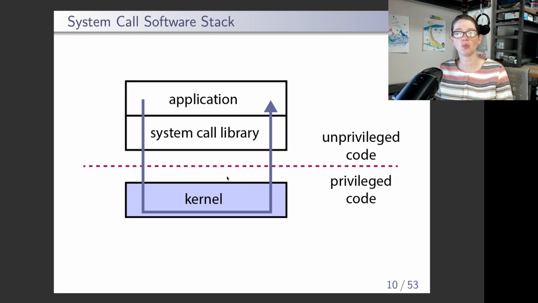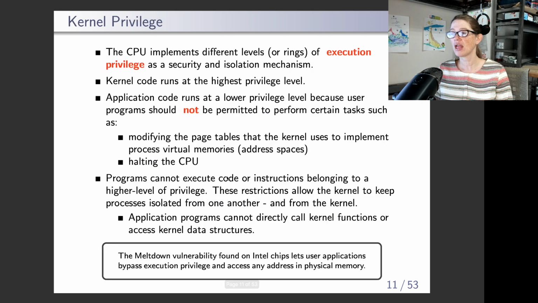Just how does this division work, though, and how does it affect things? So this is a way of isolating user programs from the kernel. And as I said, it's going to prevent the user program from accessing certain instructions and regions of memory. And we're also using it in a way to prevent the user program from actually being able to call a kernel function directly or access any kernel's data structures.